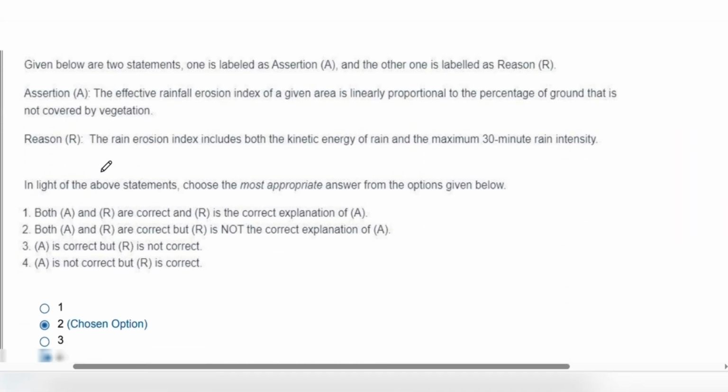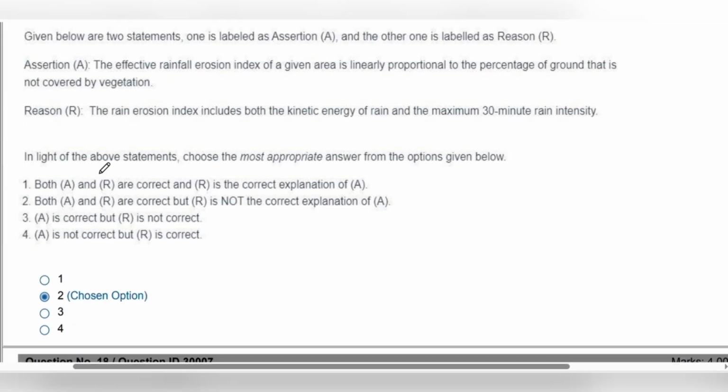Moving on to the next question. Again, there is one assertion reasoning question, and given below are the two statements. The effective rainfall erosion index of a given area is linearly proportional to the percentage of ground that is not covered by vegetation. Read again. The effective rainfall erosion index, the power of rainfall to erode the soil of a given area, is linearly proportional to the percentage of ground that is not covered by vegetation.